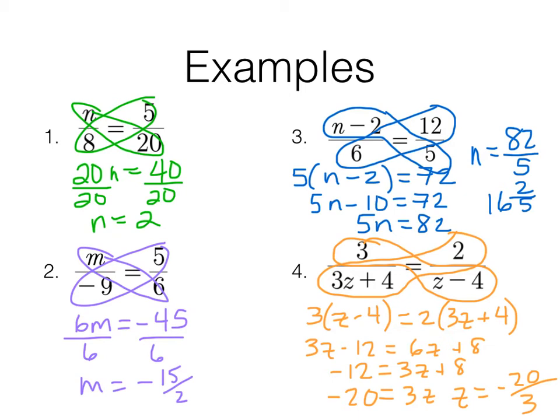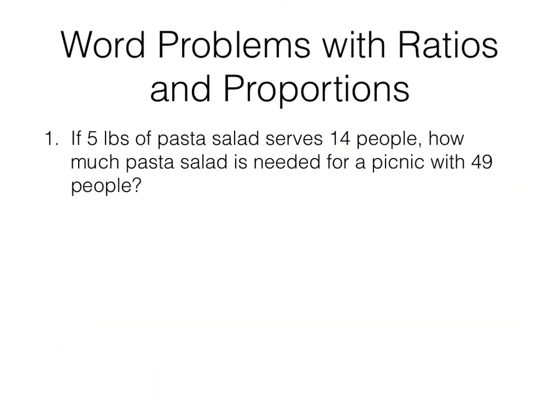Let's look at some word problems that involve proportions and ratios. All right, so a word problem with a ratio. If 1 pound of pasta salad serves 14 people, how much pasta salad is needed for a picnic with 49 people? This is a very straightforward proportion. 1 pound of pasta salad is to 14 people, as I don't know how many pounds of pasta salad is to 49 people. So you're going to take the relationship you see in the problem and organize it top to bottom. Same thing on the top, same thing on the bottom. And now we just cross multiply and solve.